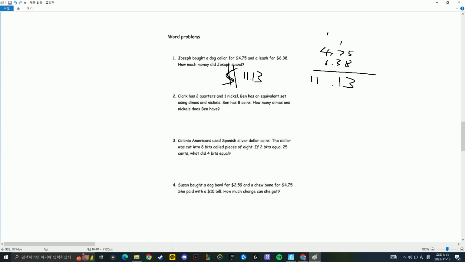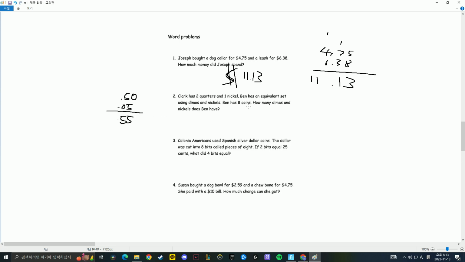Clark has 2 quarters and 1 nickel. Ben has an equivalent set using dimes and nickels. Ben has 8 coins. How many dimes and nickels does Ben have? So let's figure out how much money Clark has. 2 quarters is 50 cents. 1 nickel is 5 cents. So he has 55 cents.